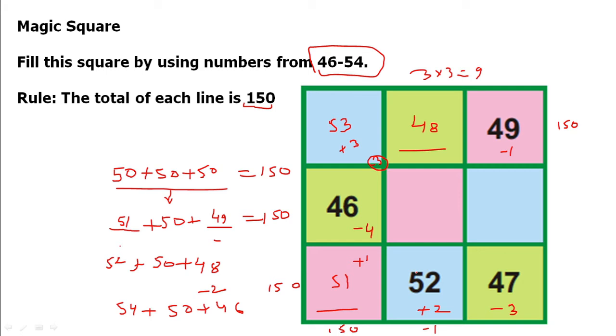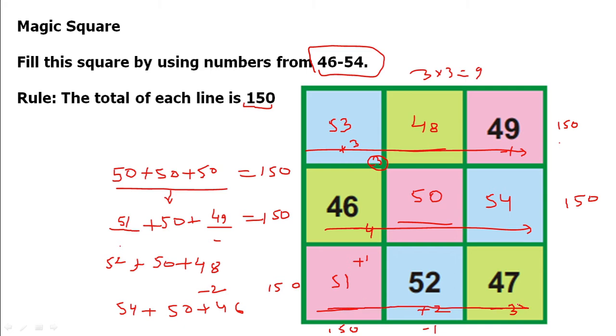Now these two boxes entered, we have to fill here. 2 less than 50, 2 more than 50 means we have to have exactly 50 here. Okay, 46, 4 less than 50, so we should have a number here 4 more than 50. So this is again 150. So what is magic? Sum of these three is 150.